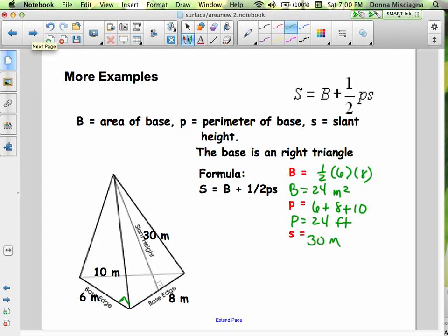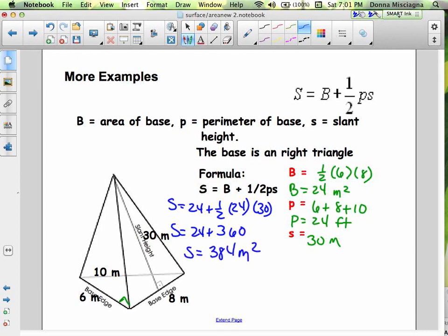All right, so our surface area, I'll just put it over here right under this formula. Our surface area is the area of our base, so 24, plus 1/2 times 24 times 30. So that's 24 plus half of 24, which is 12. 12 times 30 would be 360. And 384 meters squared is our surface area. So these haven't been so bad. 4 minutes, we're done with 1/3 of the problems. I saved the best for last though.